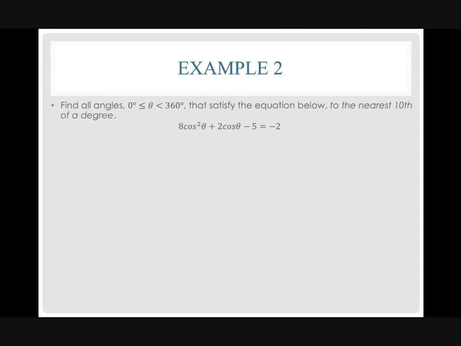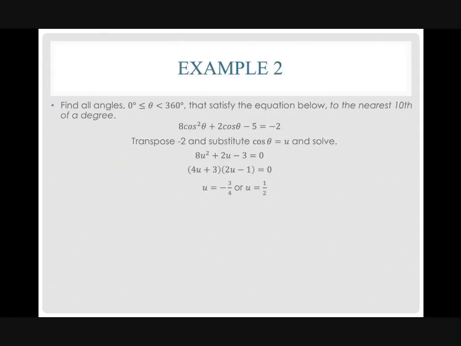Now for another example. However, this one is also quadratic, but it's not equal to 0 yet. So we're going to transpose the 2, but here's a twist. Instead of dealing with the ratio, we're going to substitute another letter for the ratio, and we're going to solve it just as we would any quadratic equation. So when we transpose the 2 and replace cosine theta with u, we get 8u squared plus 2u minus 3 is equal to 0. And when we factor that, we get the following.